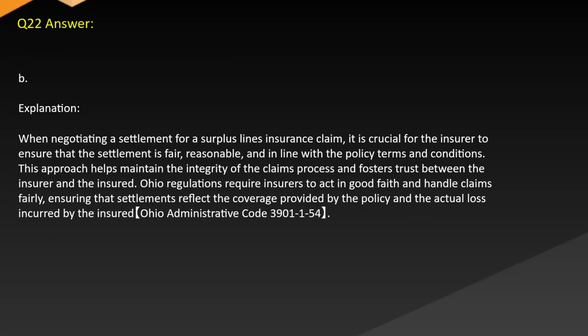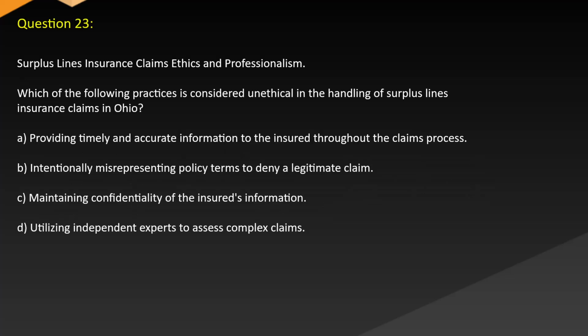Answer. B. Explanation. When negotiating a settlement for a surplus lines insurance claim, it is crucial for the insurer to ensure that the settlement is fair, reasonable, and in line with the policy terms and conditions. This approach helps maintain the integrity of the claims process and fosters trust between the insurer and the insured. Ohio regulations require insurers to act in good faith and handle claims fairly, ensuring that settlements reflect the coverage provided by the policy and the actual loss incurred by the insured. Ohio Administrative Code 3901-154. Question 23. Surplus lines insurance claims ethics and professionalism.